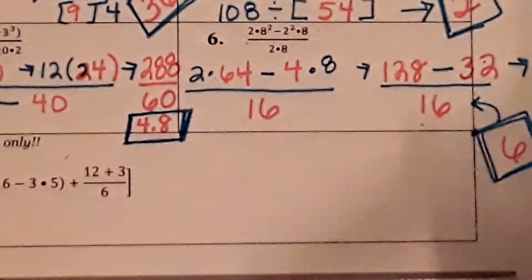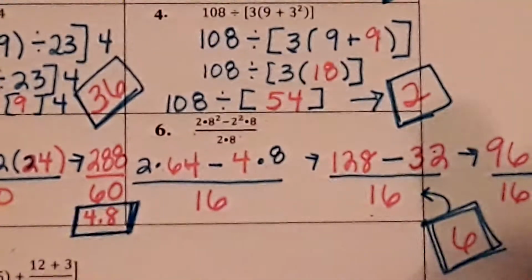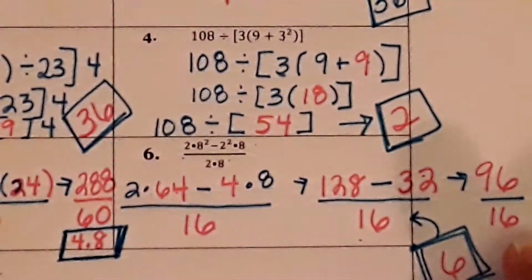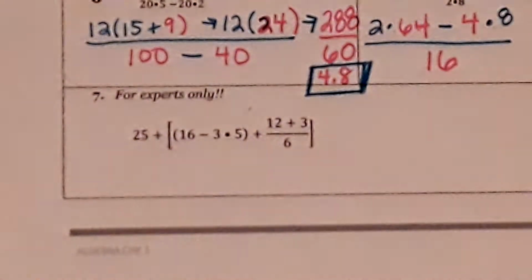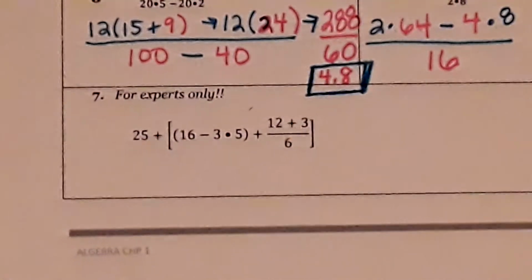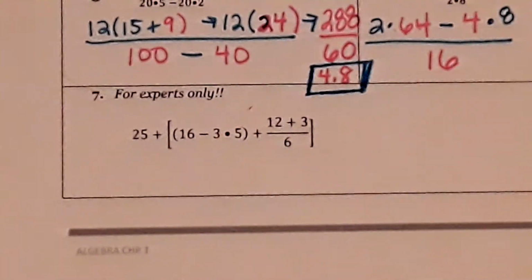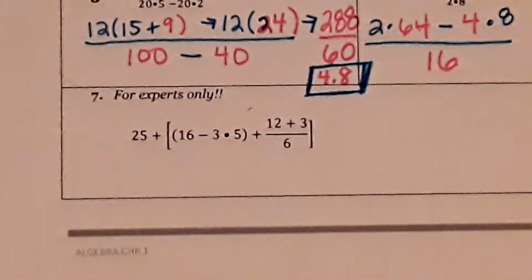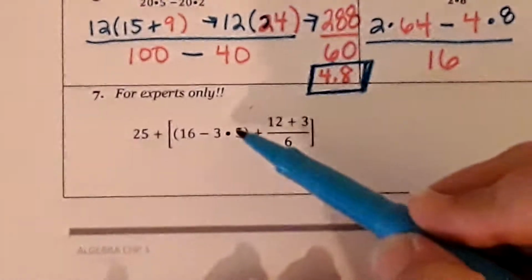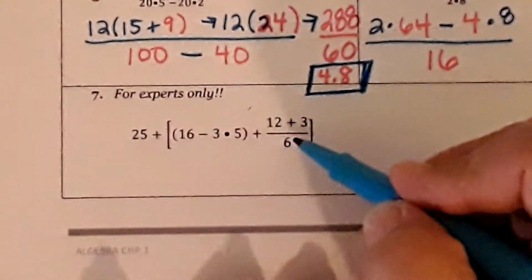Now, there you go. Can you see it? I'll upload the finished notes as well. Look at this last problem. It says for experts only. Well, I think that you are all experts. We can do this problem, right? So grouping symbols come first. Parentheses come first. So we have this set of parentheses and we have this going on.